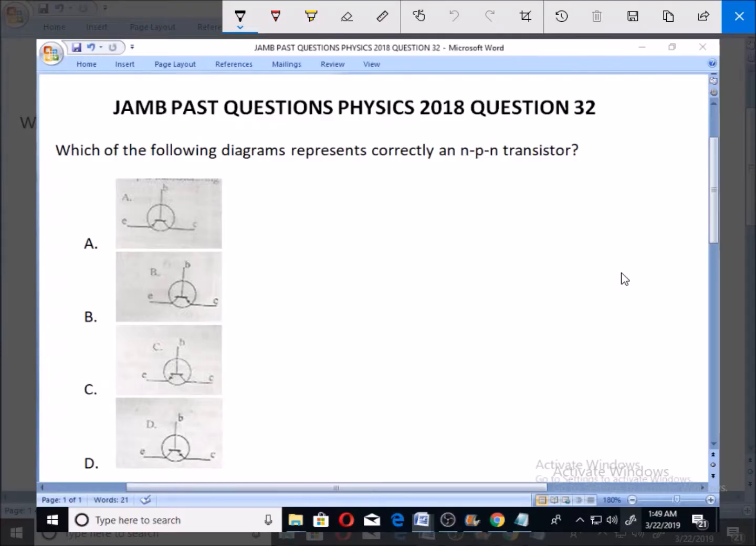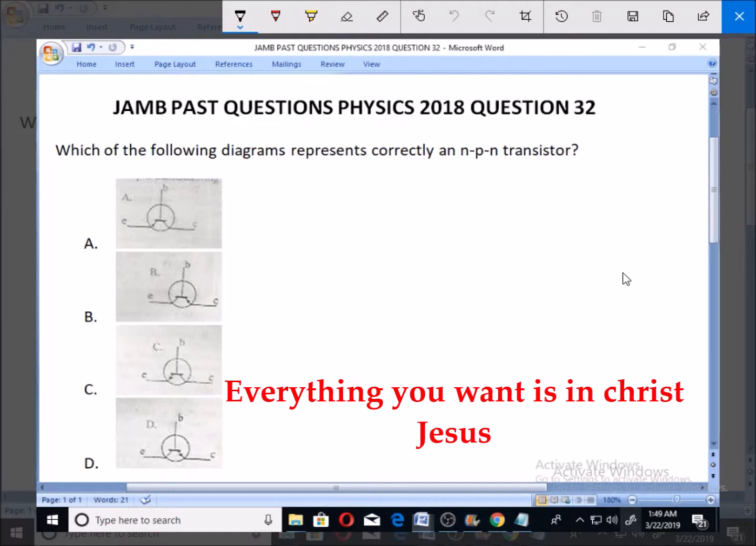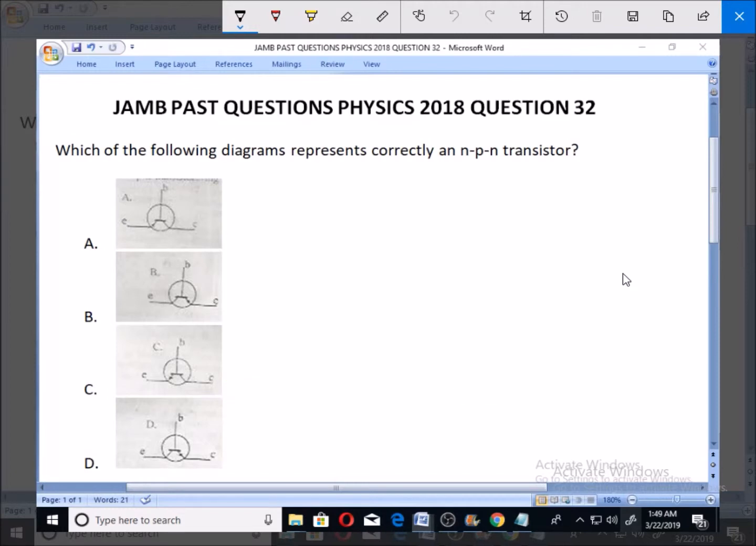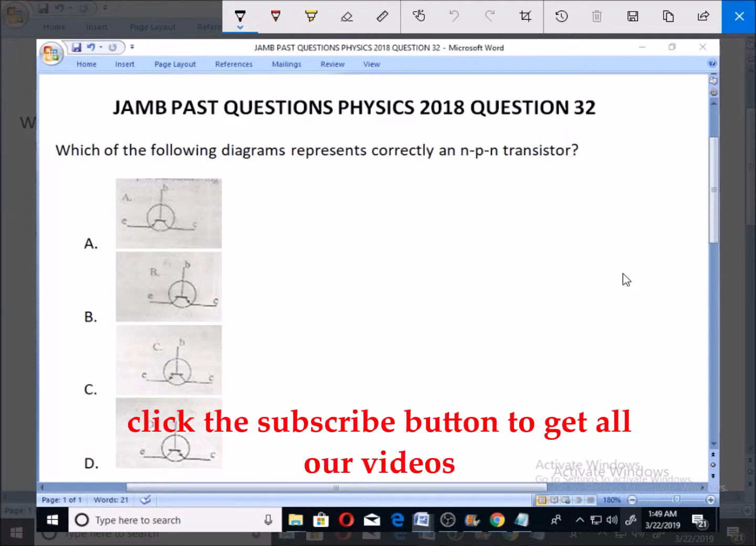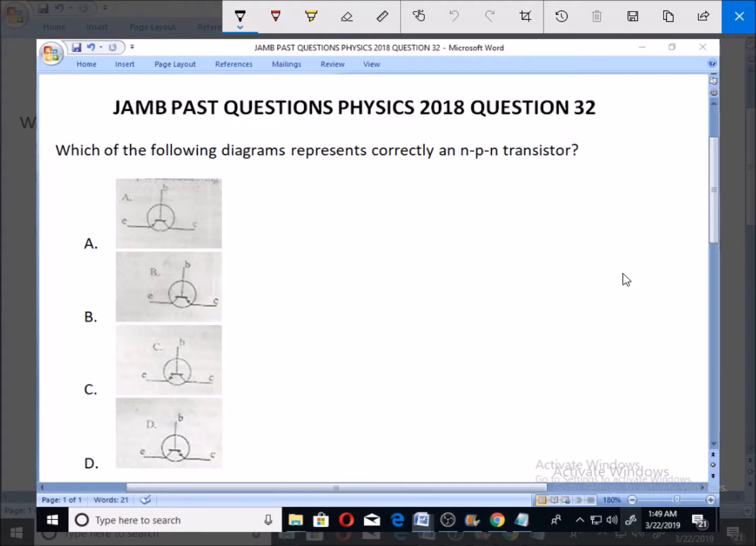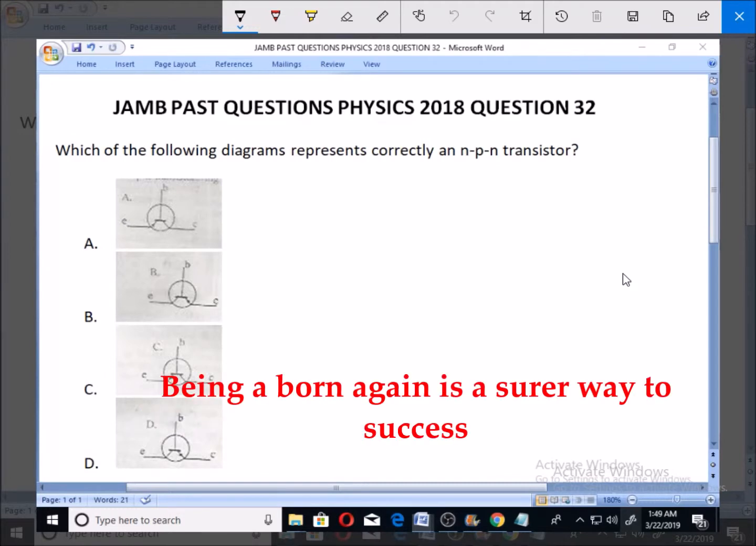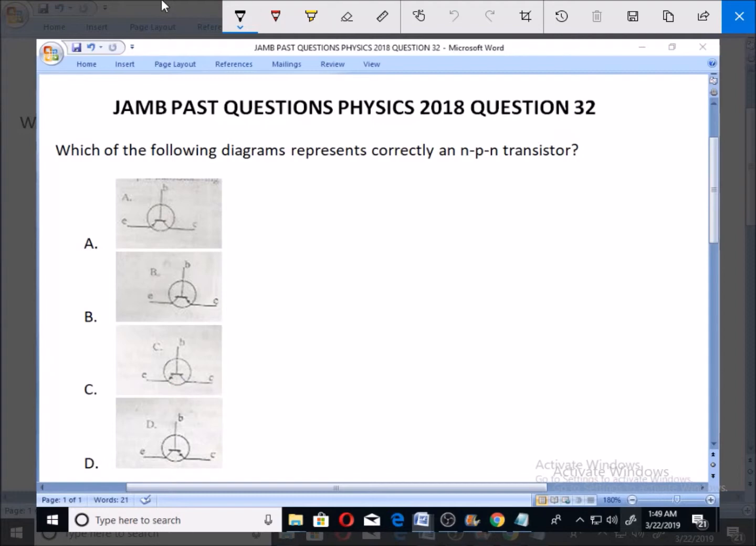Let's look at these JAMB past questions, Physics 2018, question number 32. Which of the following diagrams represent correctly an NPN transistor? Is it A, as is drawn here, or B, C, or D?